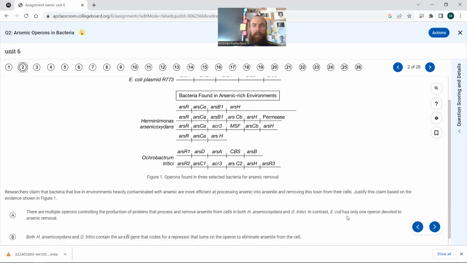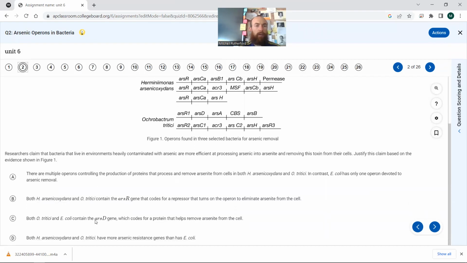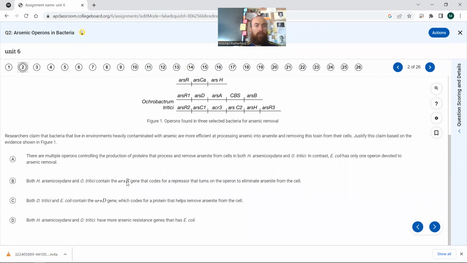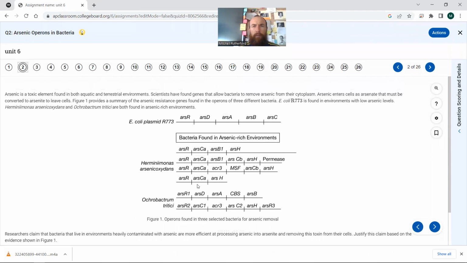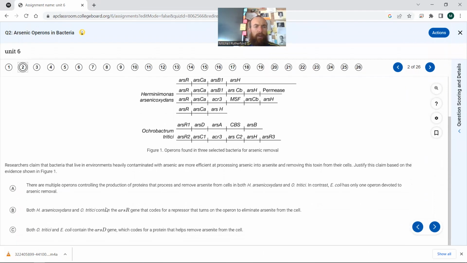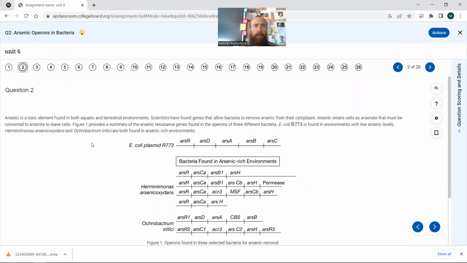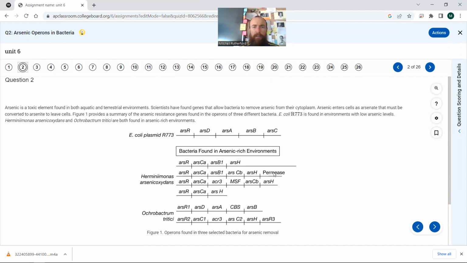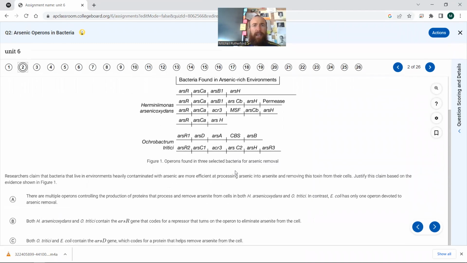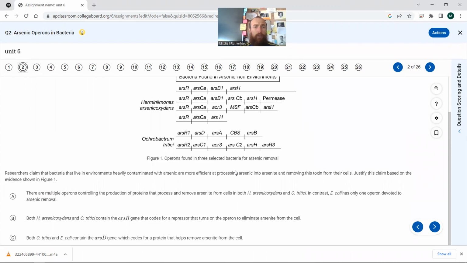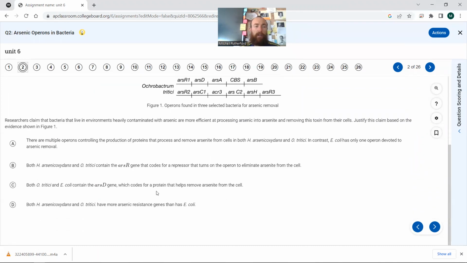So A looks pretty nice. E. coli only has 1 and multiple operons. I mean, I like A. If I'm going fast, that's a good answer. Both of these contain the arsenic gene that codes for a repressor. We don't really know anything about a repressor. It says repressor there. That's the vocab word I'm zooming in on. If we remember that from lac operon, trp operon, I don't see literally anything about repressor in here. Nothing about repressor. I just can't guess that. There's no reason to guess that. And A is just a better answer.